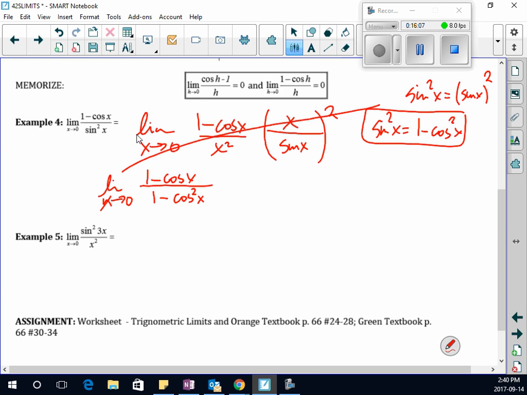Can we factor the top? No, it's already factored. What about the bottom? Oh yeah, we can. What do we get? It's the difference of two squares, right? 1 minus cos x over 1 minus cos x, 1 plus cos x. Yes? Cancel. Sub it in. What do we get on top? 1 on top, right? Because it all canceled. And what do we get on the bottom? What's 1 plus 1? 2.